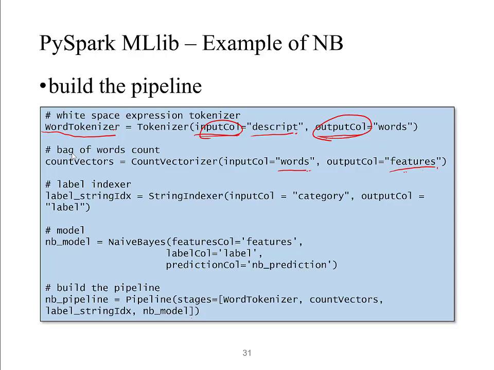Now let's go back to here again. This is what the count vectorizer does. And we have defined the input column and output column. The third transformer would be the label indexer.